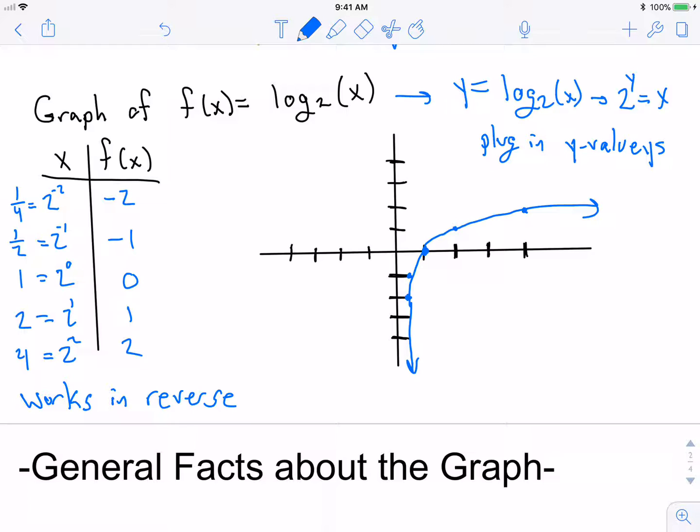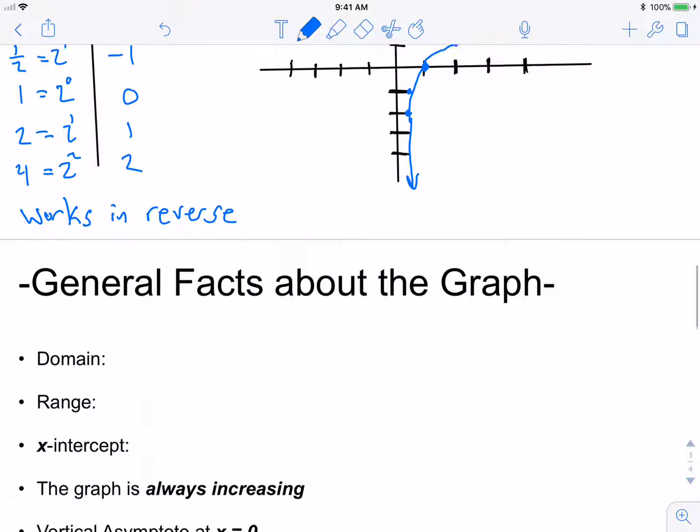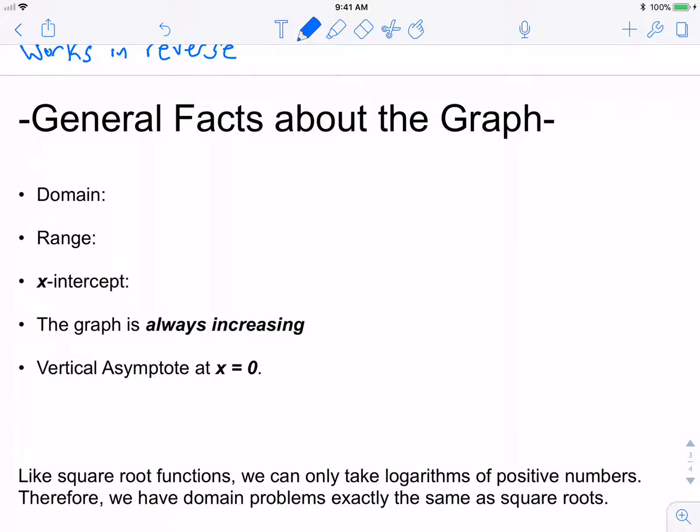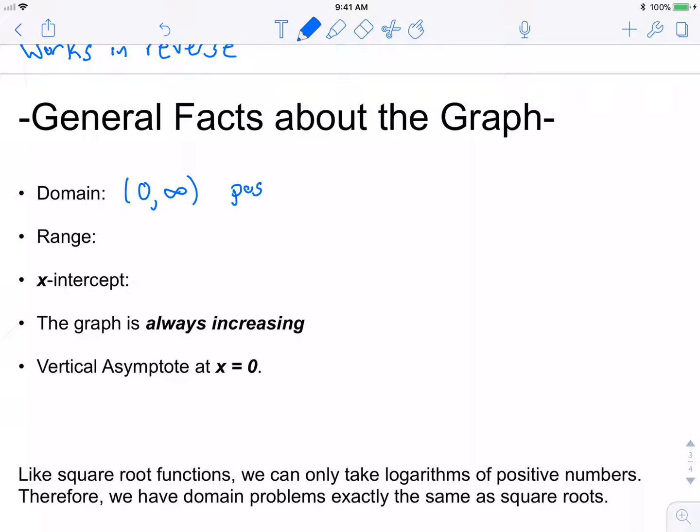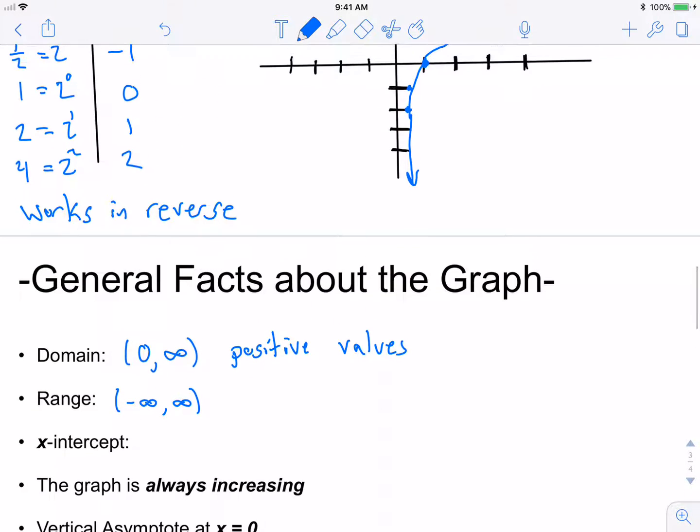Now we can state some general facts about the graph, and they're very closely related to the properties of exponentials. And from the graph, we can probably guess what the domain and range is going to be. And we can see that there's this vertical asymptote happening at x equals 0. So let's get these down nice. And again, these are true for any logarithm. So the domain is always 0 to infinity. We can only plug in positive values. The range, however, is going to be negative infinity to positive infinity. We'll eventually hit every y value, and we can see that on the graph here.